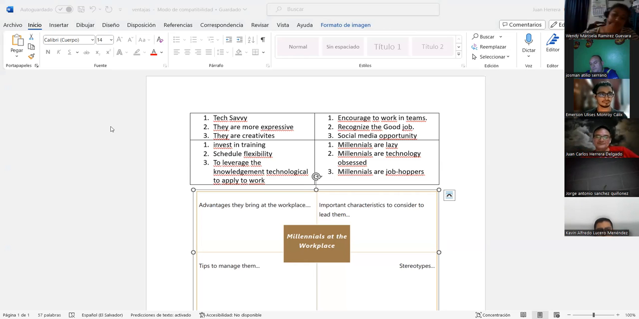So in my case, I'm going to talk about the advantages. We identify the tech savvy, and number two, they are more expressive, and number three, they are creative.